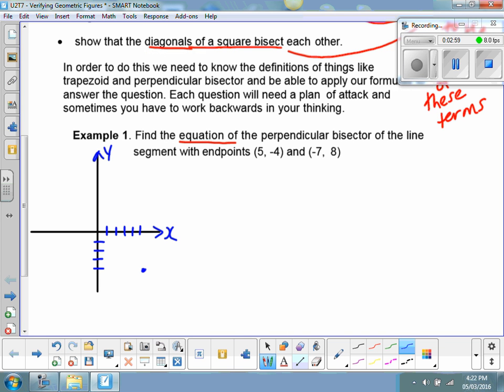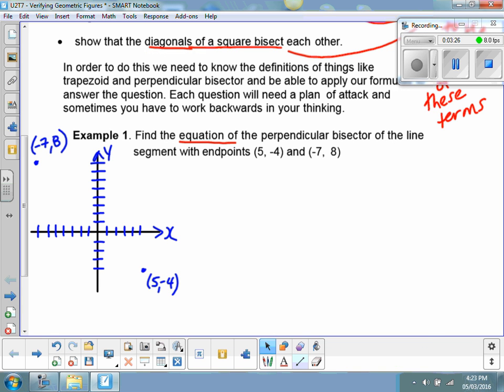The other endpoint is -7, 8. So 1, 2, 3, 4, 5, 6, 7. And then up 1, 2, 3, 4, 5, 6, 7, 8. So I've got a point up here. So this is the point 5, -4. And this is the point -7, 8. All right, so I'm going to draw that line segment.